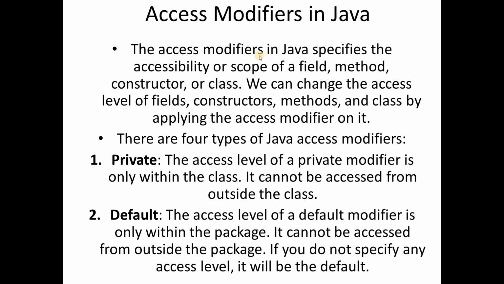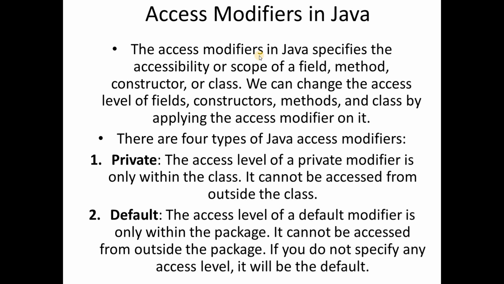We can change the access level of fields, constructors, methods, classes by applying access modifiers on them. If we want to change the access of a constructor, then what should we do? We specify that type of access modifier on it. If we want private access of that particular constructor, we apply the private access modifier. If we want public, we apply the public access modifier. If we want protected access of a particular field, we apply the protected access modifier. That means we specify the accessibility of that particular field, method, constructor or class. I hope you understand what is meant by access modifier.